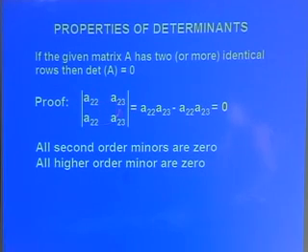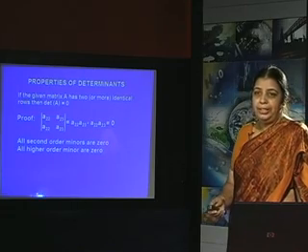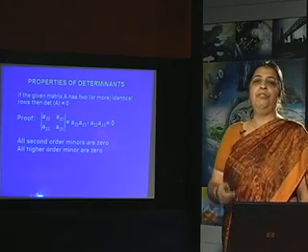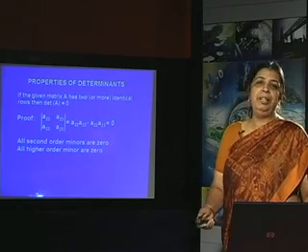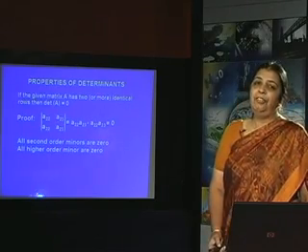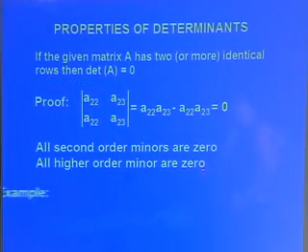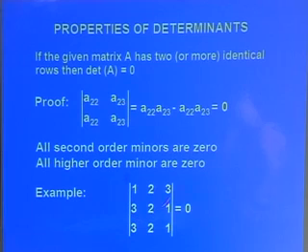Now this concept can be generalized for nth order determinant, because nth order determinant can be written in terms of n minus 1th order determinants. This n minus 1th order determinant will be written in terms of n minus 2th order determinants, and ultimately everything will be written in terms of second order determinants. And since all the second order determinants are 0 here, the final result will be 0. So all second order minors are 0 in this case, and all higher order minors are also 0 because of this, and that is how the result is proved. For example, in this particular matrix, the second row and third row are identical, and that is why if you evaluate it, the final result will be 0.